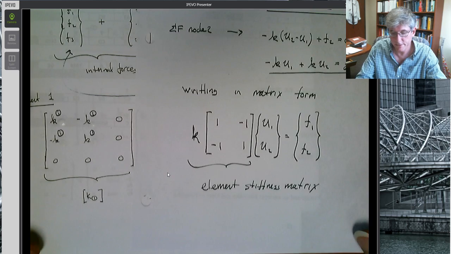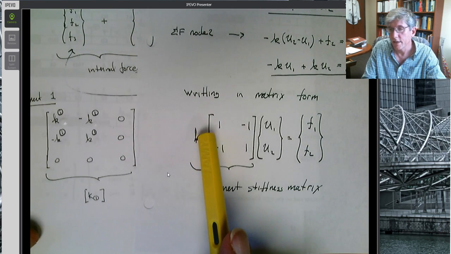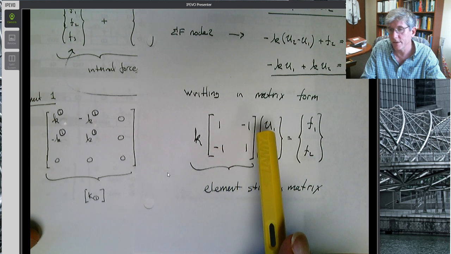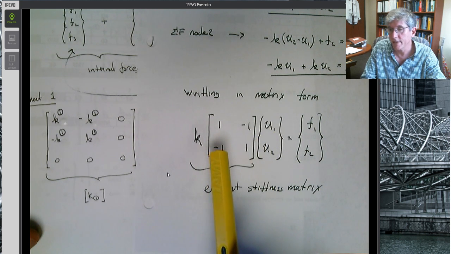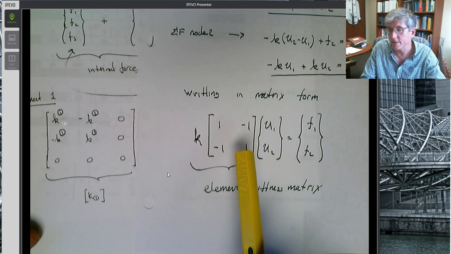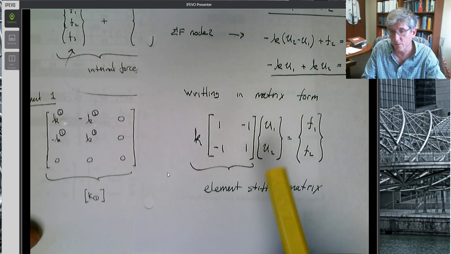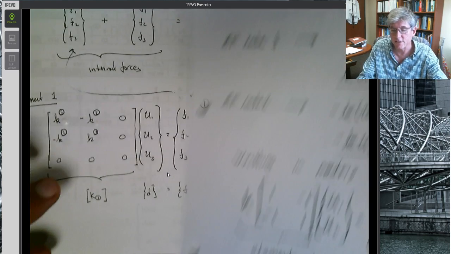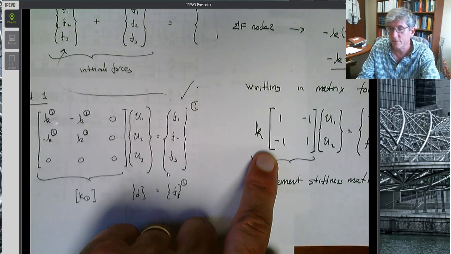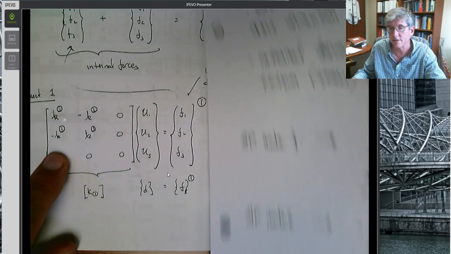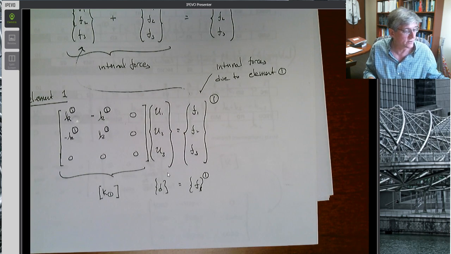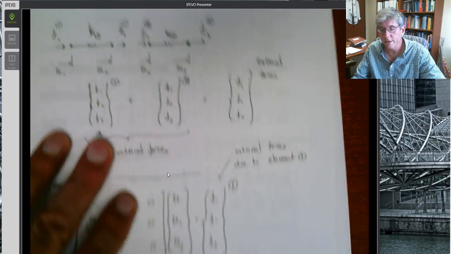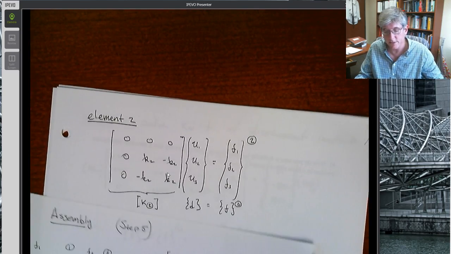Can I get everything on the same page? You can see that for the first element, we got a positive k1, a minus k1 times u1, and then minus k1 times u1, positive k1 times u2. Those equal the forces, right? So we've just expanded that with 0. So the equation here for the first element is exactly the same as this equation. It's just been expanded, if you will. All right. Now we can do the same for the second element.